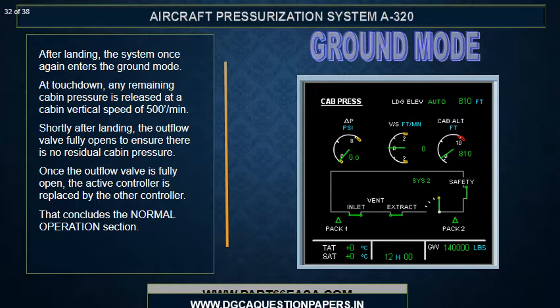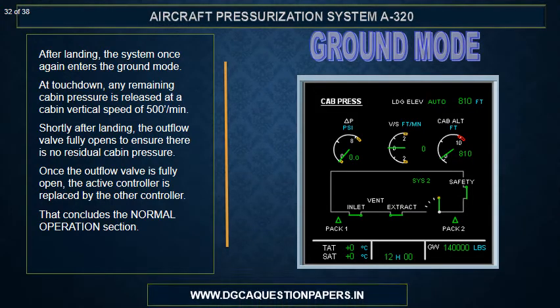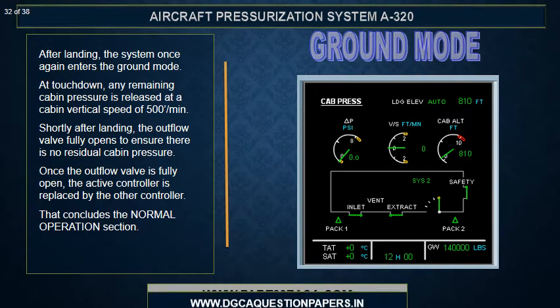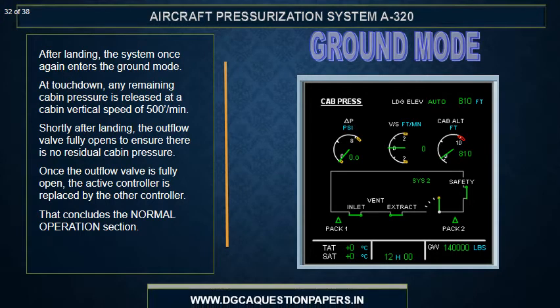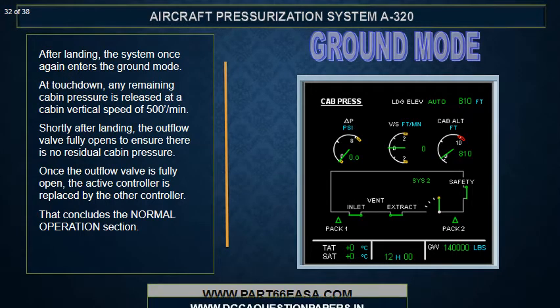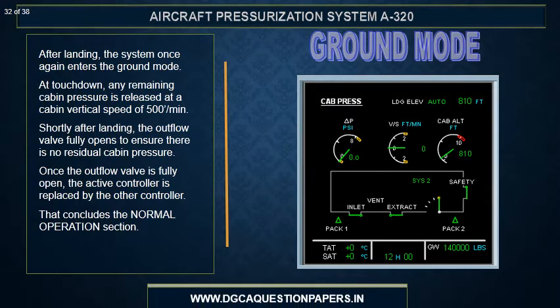After landing, the system once again enters the ground mode. At touchdown, any remaining cabin pressure is released at a cabin vertical speed of 500 feet per minute. Shortly after landing, the outflow valve fully opens to ensure that there is no residual cabin pressure. Once the outflow valve is fully open, the active controller is replaced by the other controller. That concludes the normal operation section.